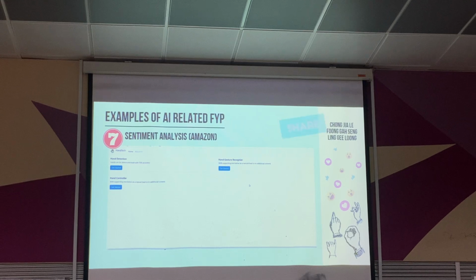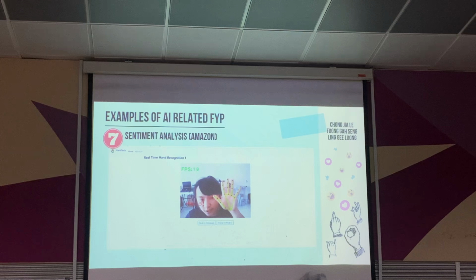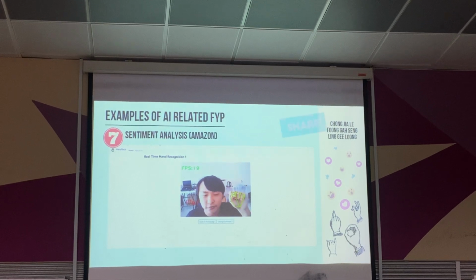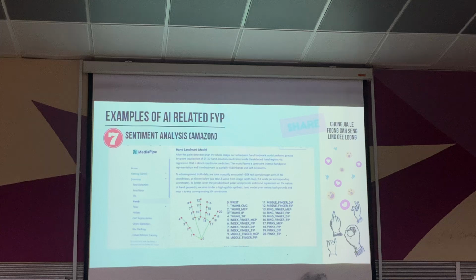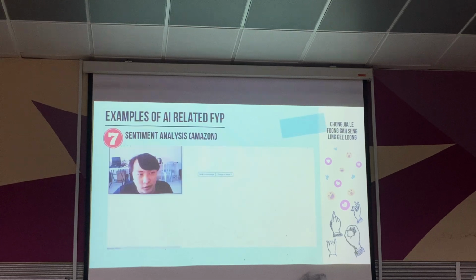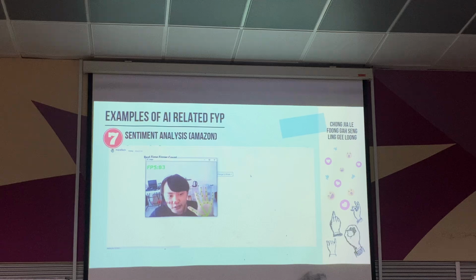Meanwhile, the second student uses the same things, the same libraries, but gives some commands to this skeleton. So for example, this is hello, this is okay, and yeah. Using the MediaPipe library, it can even identify the fingers, how many fingers are there.